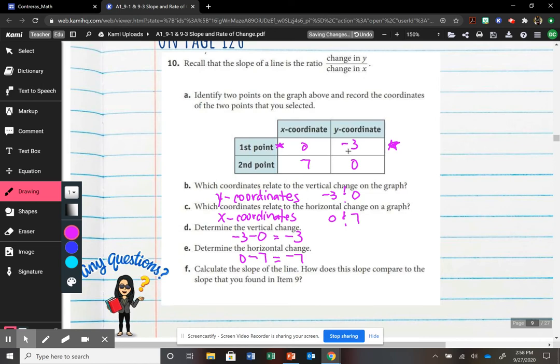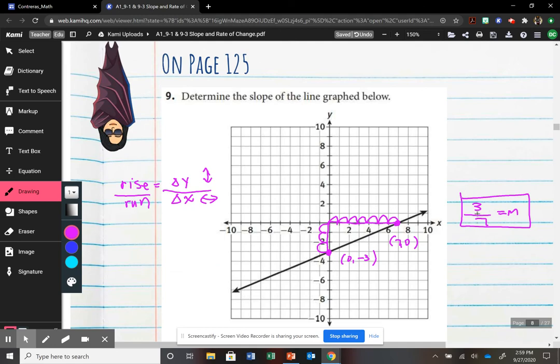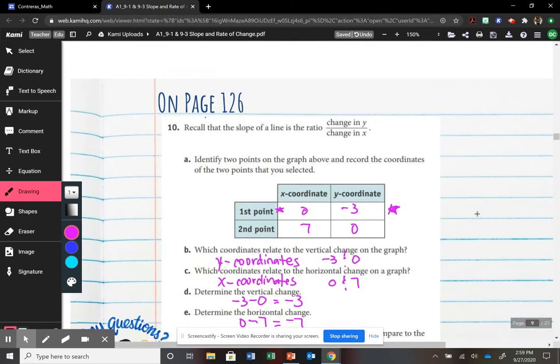Calculate the slope of the line. How does the slope compare to the slope you found in item 9? So remember, this is the change of y, which is our vertical, over the change of x, which is our horizontal. So here we have -3 over -7. Negative divided by negative is a positive. So we just get 3/7. So did we get the same thing as our graph? Yeah, we did, 3/7. So that's perfect.